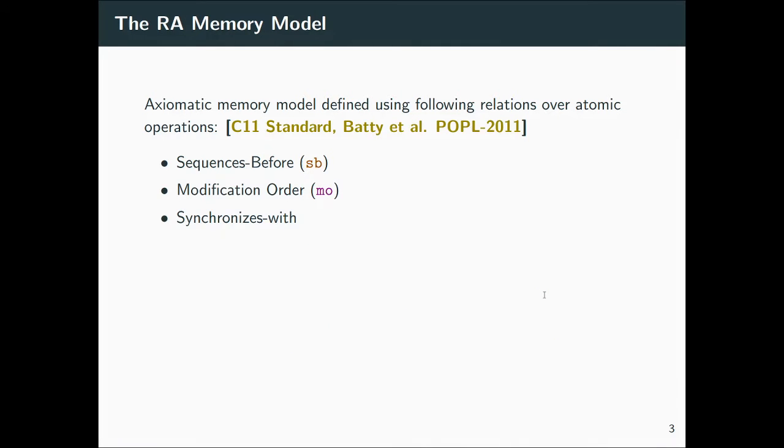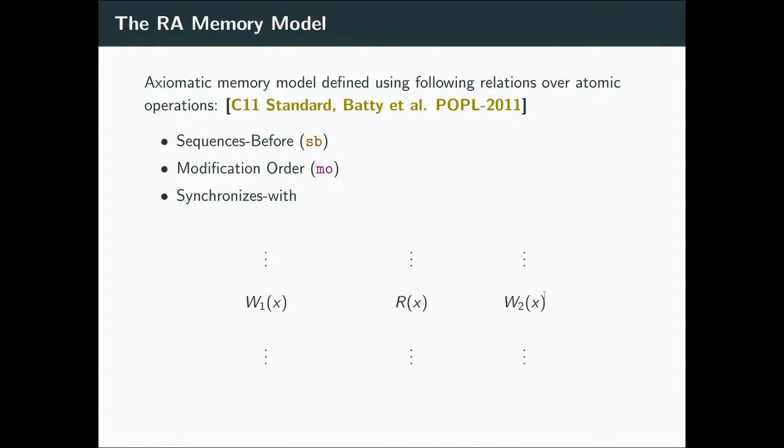Next is the synchronizes with or SW relation. This relation forces happens before over operations from different threads under certain conditions. In this example, we have two stores W1 and W2 and one load R over variable x. If Rx reads from W1x, the RA memory model forces an SW from W1x to Rx. The synchronization here means that everything that is sequenced before W1x should also happen before Rx, and everything that is sequenced after Rx. On the other hand, Rx did not read from the other store W2x, hence there is no SW between them and no such restriction over HB is placed.